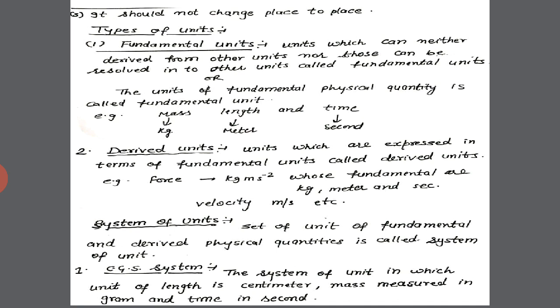Types of units. In this particular slide we will discuss there are two main types of unit. One is fundamental, the other is derived. Okay, fundamental units are those which can neither be derived from other units nor be resolved into other units. The unit of a fundamental physical quantity is also called a fundamental unit. Okay, basic units we can call them. They do not need any derivation for their description, that's why we call them fundamental or basic units.